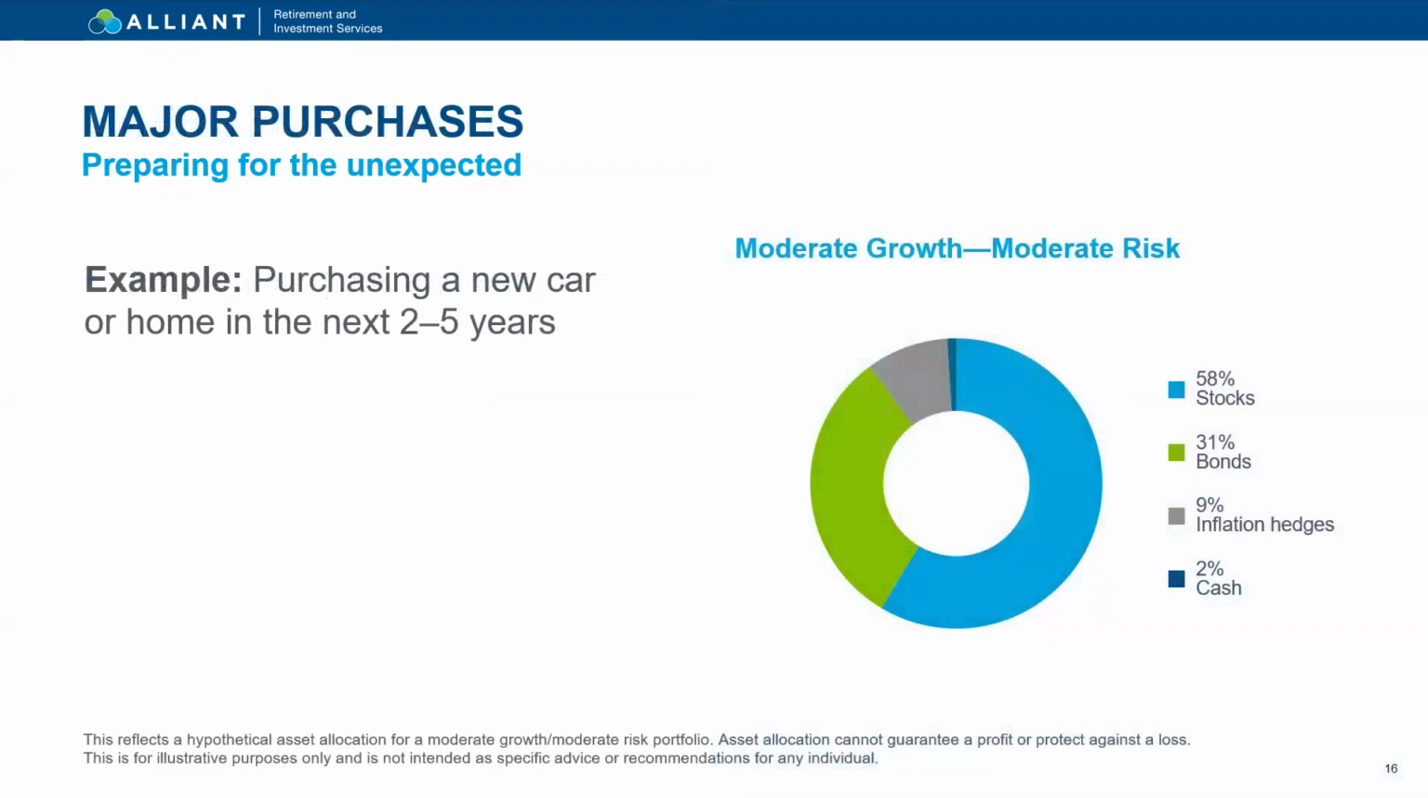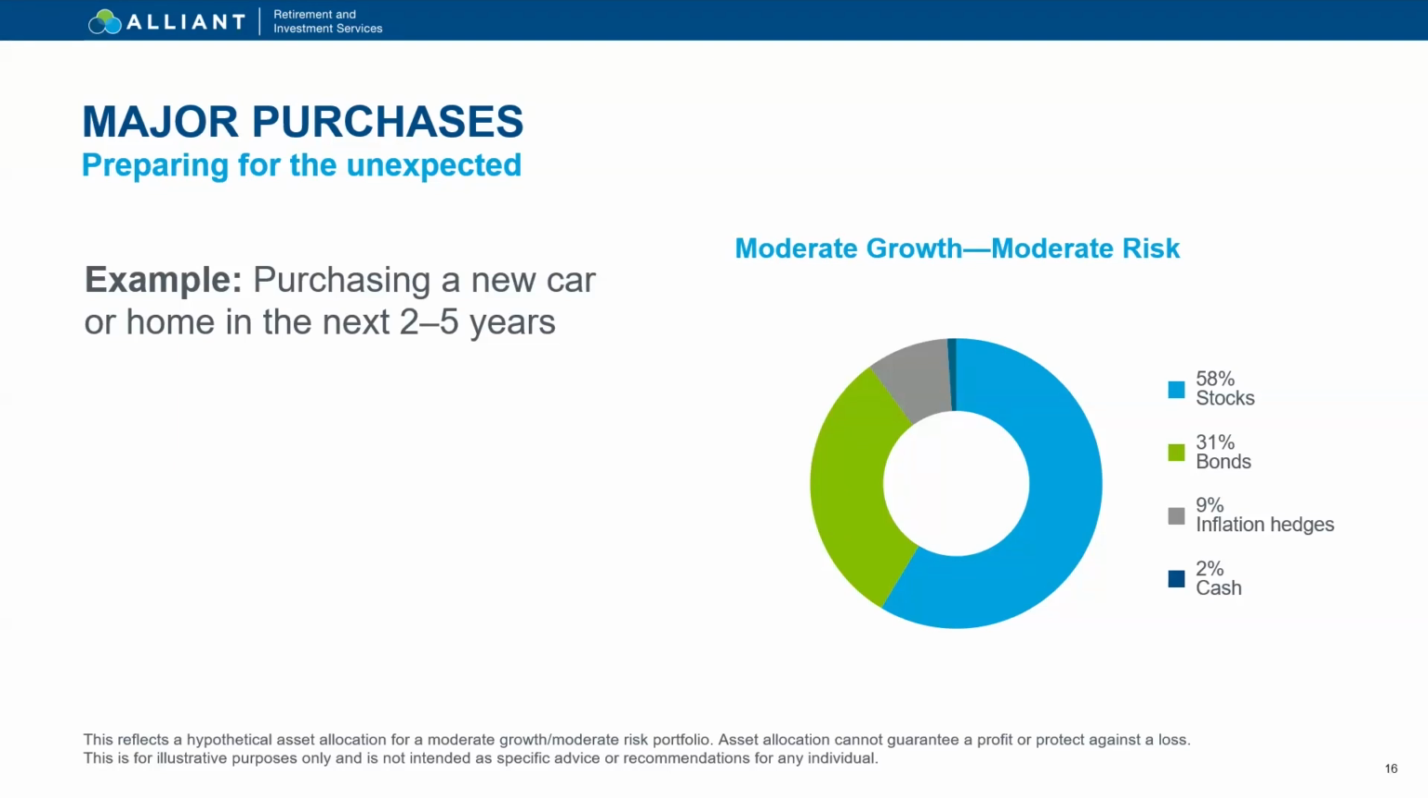A major purchase, if you're planning on buying a home or a car in the next 5 years, you may want to consider a moderate growth portfolio. In this hypothetical example, you could see that 60% is invested in stocks and 37% in bonds, and then the remaining 3-ish% is in cash and TIPS. That's a fancy way of saying Treasury Inflation Protected Securities. They're bonds issued by the US Treasury that help to guard you against inflationary impacts.